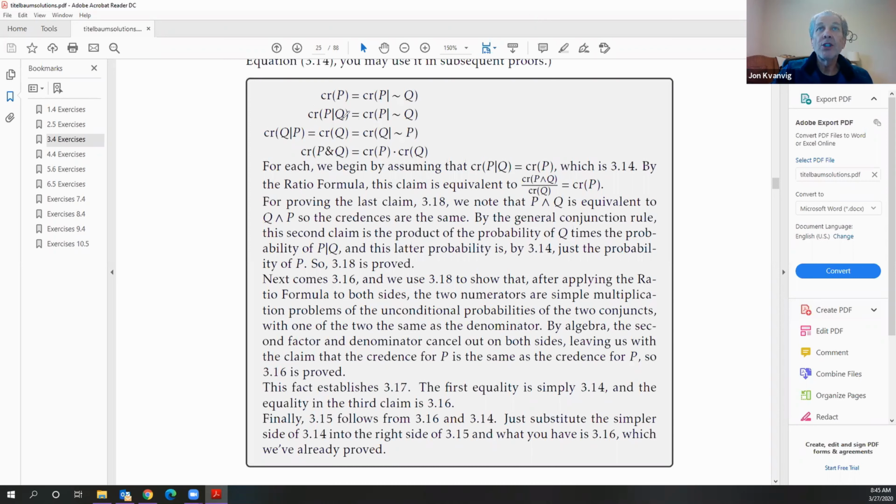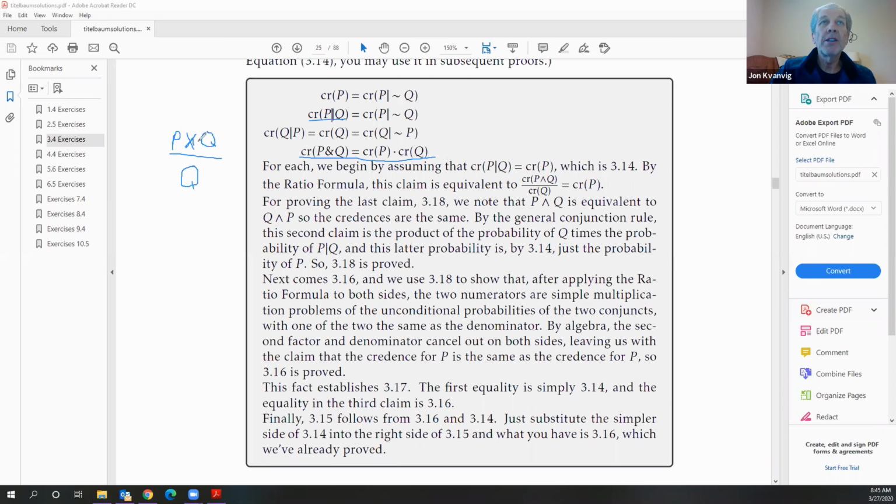Apply the ratio formula to this, and you get the probability of P and Q over, I'm leaving off the probability operator sign just to make it quicker, the probability of P and Q over the probability of Q, and given what we showed in 3.18, you can just multiply across the top.